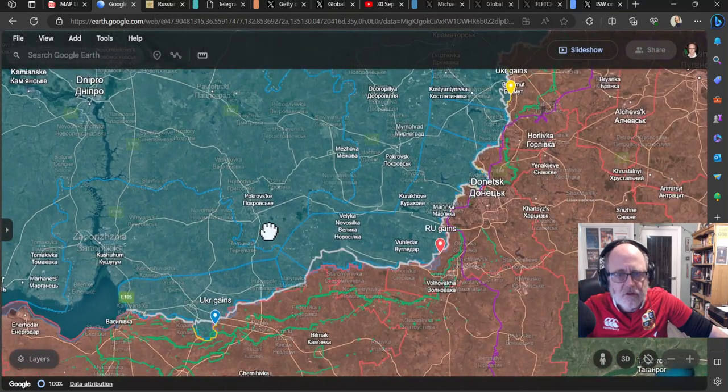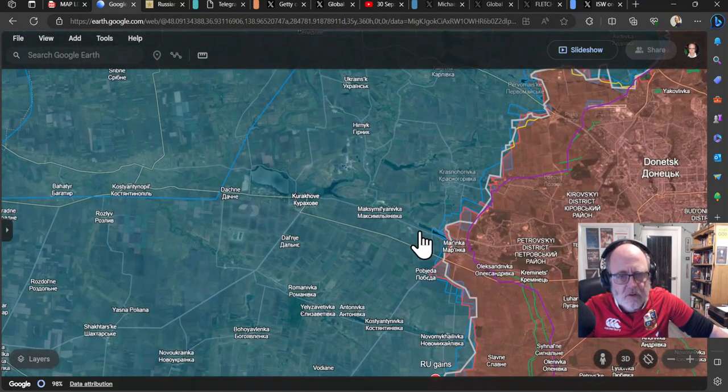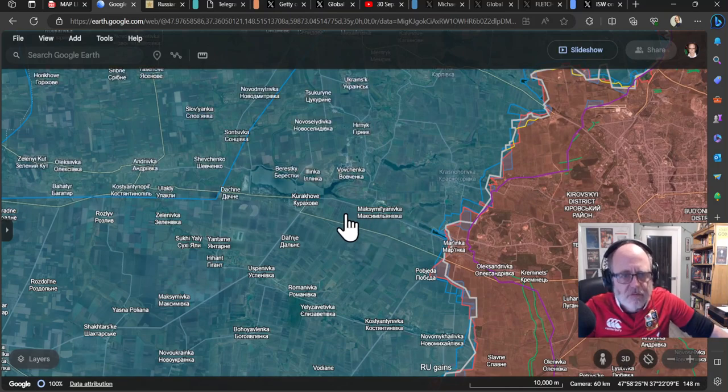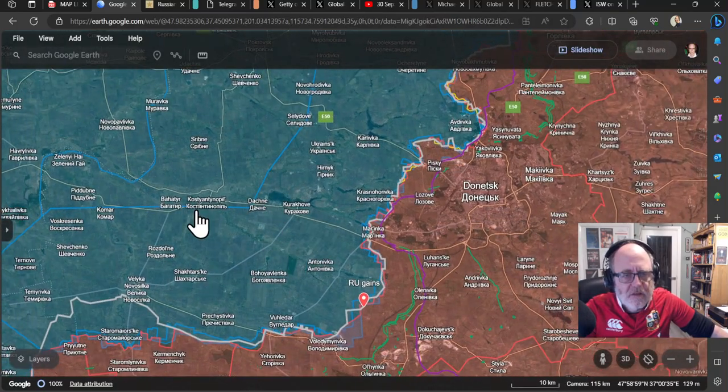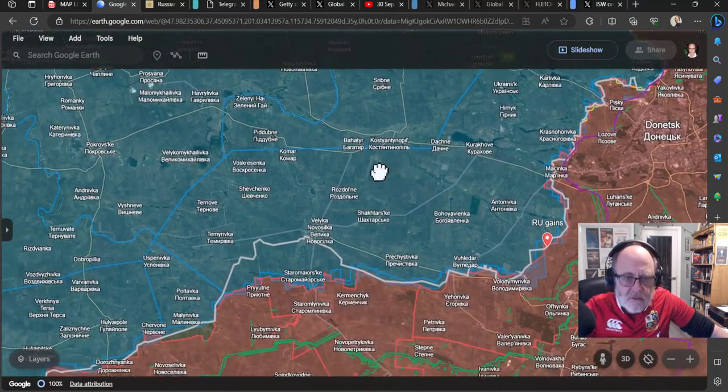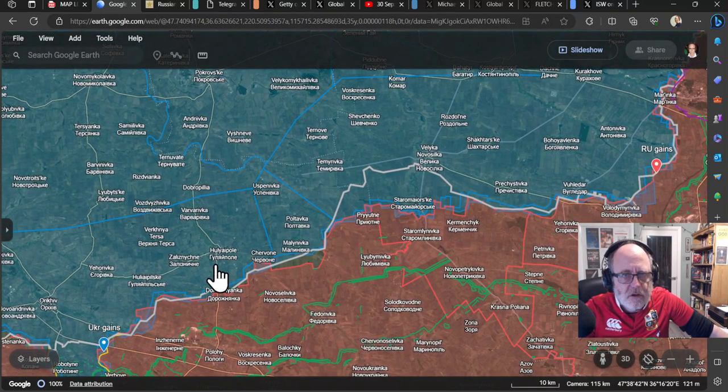They're using aviation to hit a whole host of places. Last week I was talking about how they hit 3 places along, back from Mariinka, all the way back, I think, to Konstantinopil there. Aviation is being used extensively, and that is a challenge for the Ukrainians.